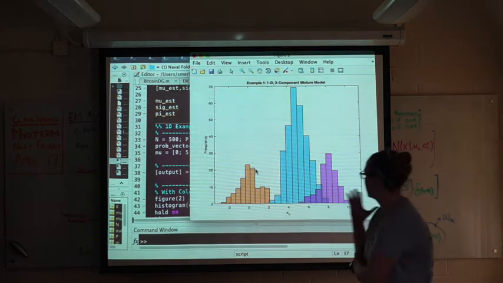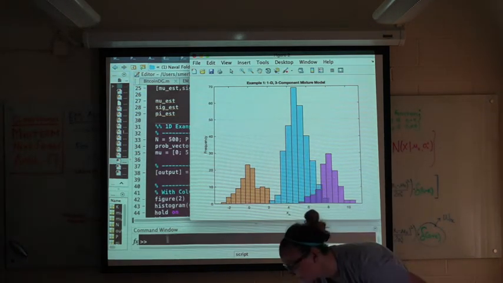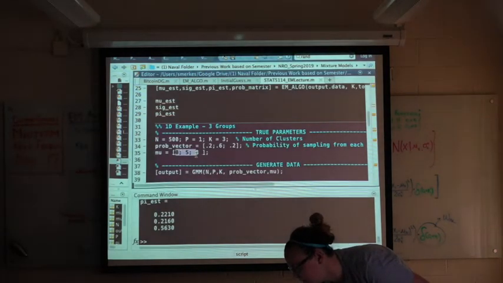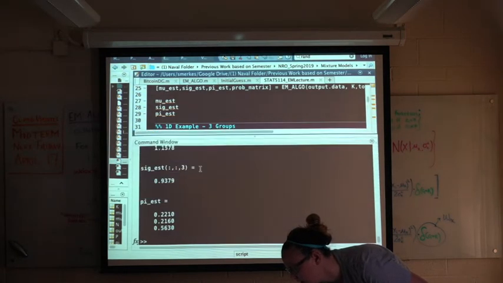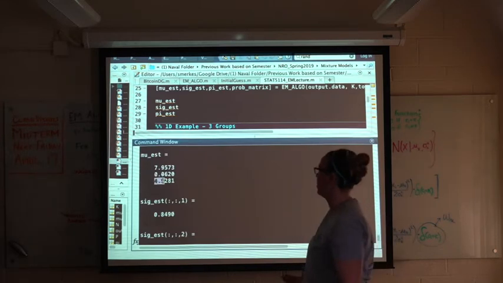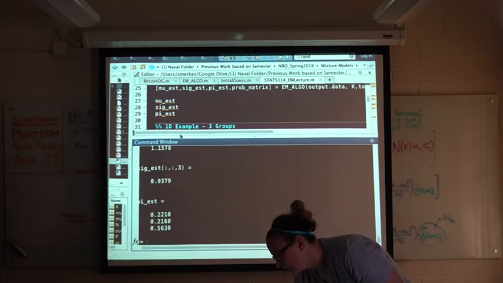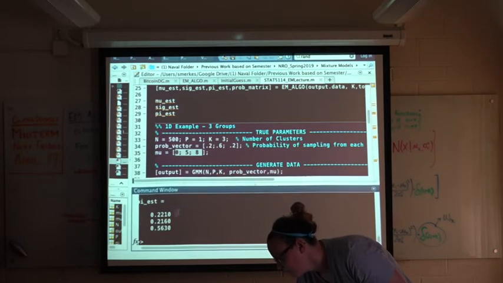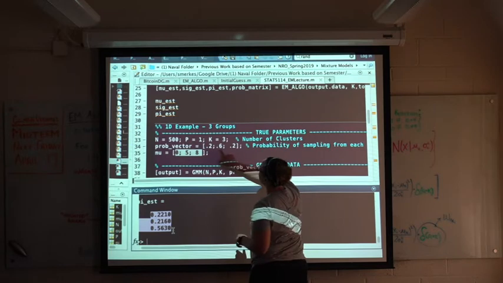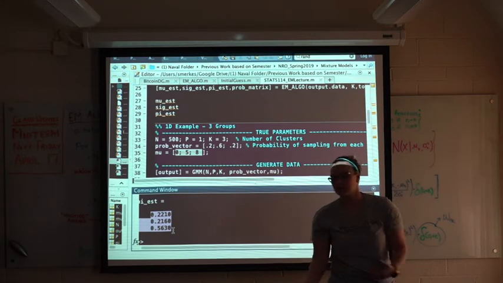So we're going to have 3 components. 1, 2, 3. And we're going to look at our estimates. So we have 0, 5, and 8 as our means. And we have 7.9, 0, and 4.9. Those are close in my book. The variances are still 1. Those are pretty close. And then the pi's are also pretty close to what the truth was. So we have 0.2, 0.2, and 0.56. Pretty close in my book.